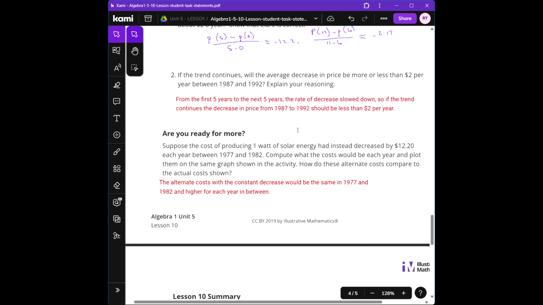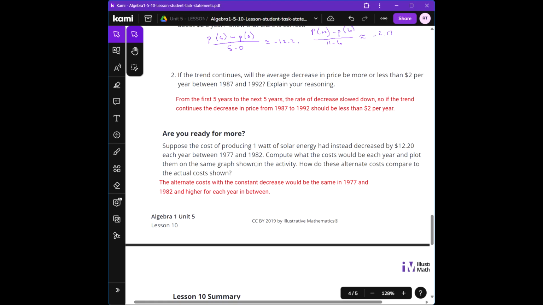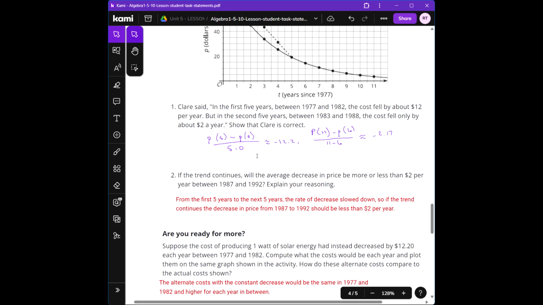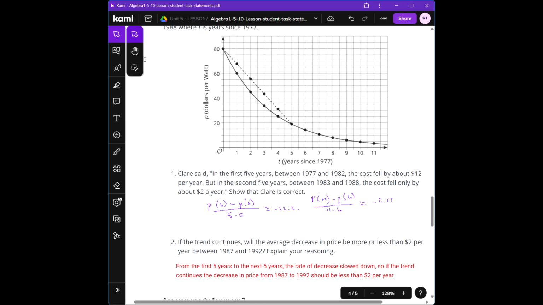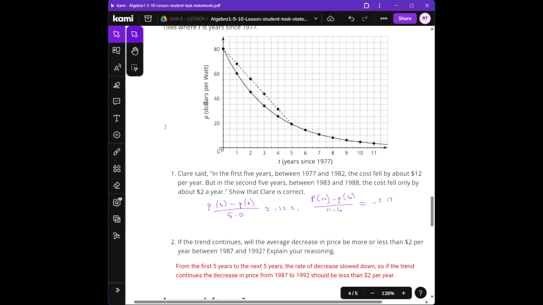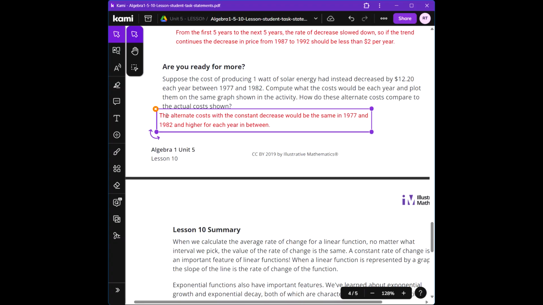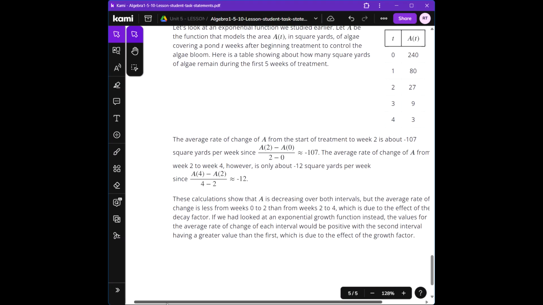Okay, so the alternate costs with constant decrease would be the same in 1977 and 1982 and higher for each year in between. Okay, and so when we look at these different points, dependent on the new decrease, we're going to get a graph that looks like that. Okay, and as always, remember to take a look at the summary.